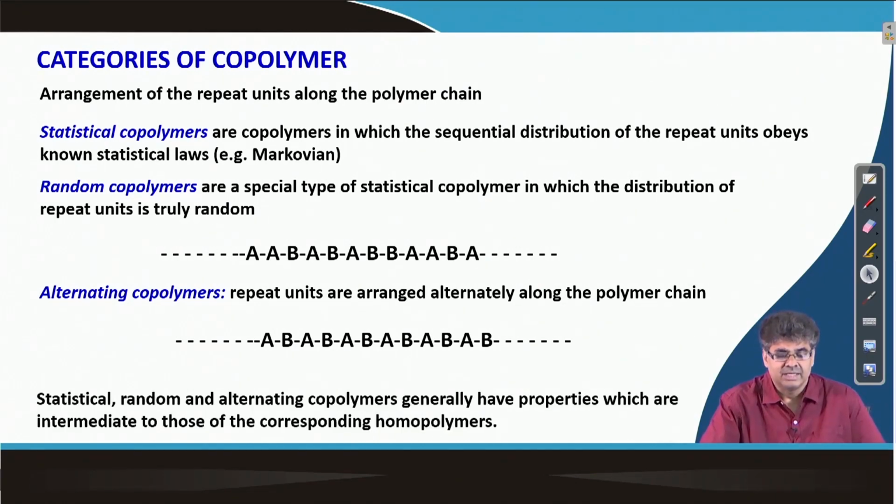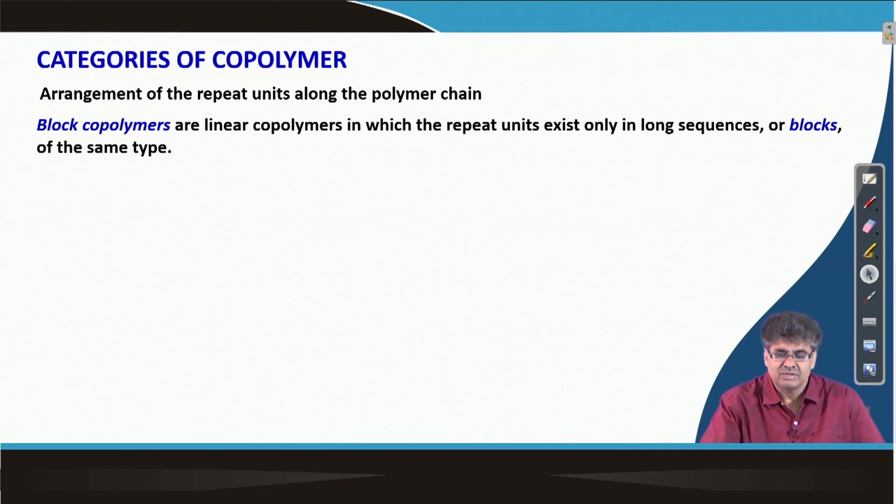Now, in all these three cases, statistical copolymer, random copolymer and alternating copolymer, the properties of the final copolymer are basically an average of the two monomers which are present in this polymer, of course depending upon the weight or mass of the individual constituent monomers. We can also have another arrangement of the monomers which we call block copolymer.